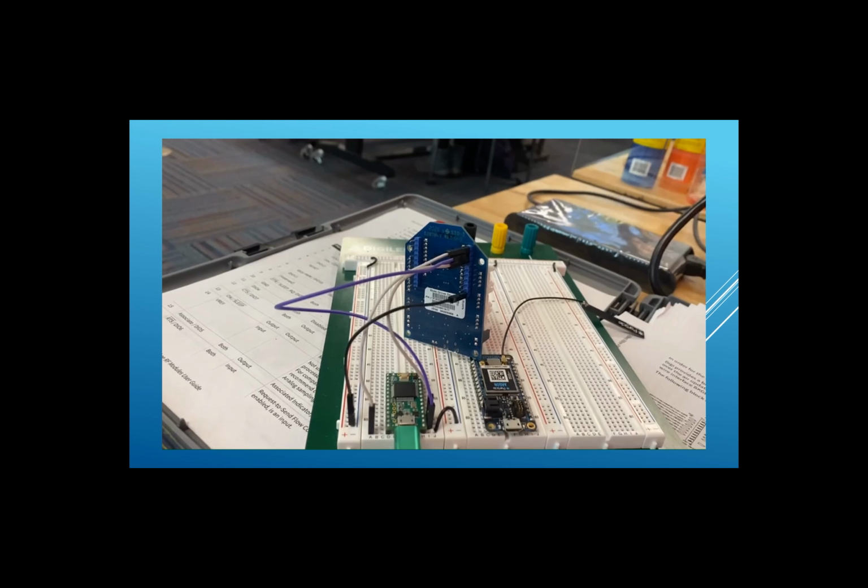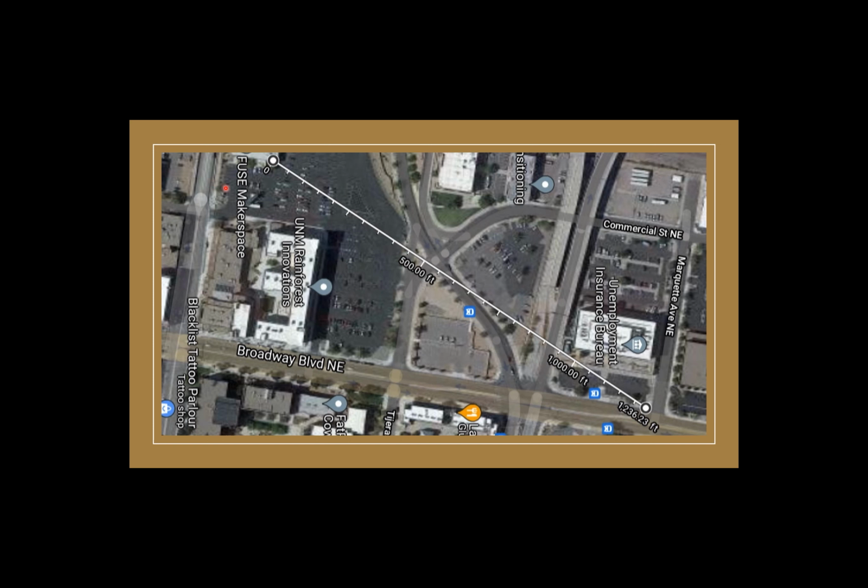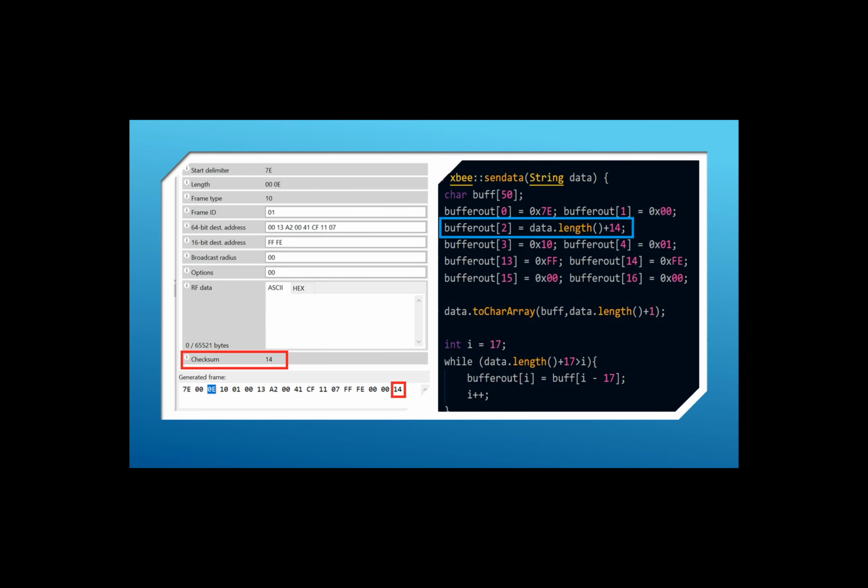Once I was able to verify that I had a consistent signal, I went for a little walk around the facility and off as far as I could to see when I would start losing a reliable signal. As you can see, the 0 up here is where we're currently at, the Fuse maker space. And I was able to get an okay distance away, about 1,200 feet, before I started really losing a lot of data. That's the benchmark that I had set initially.